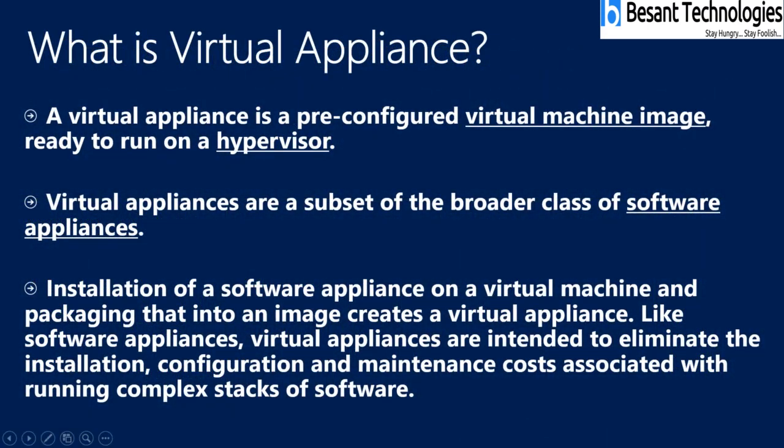Then what are the virtual appliances we are using in cloud? A virtual appliance is a pre-configured virtual machine image ready to run on a hypervisor. Virtual appliances are a subset of the broader class of software appliances we will be using in our AWS. It is called Amazon Machine Image, AMI. Installing a software appliance on a virtual machine and packaging that into an image creates a virtual appliance. Like software appliances, virtual appliances are intended to eliminate the installation, configuration, and maintenance cost associated with running a complex stack of software.